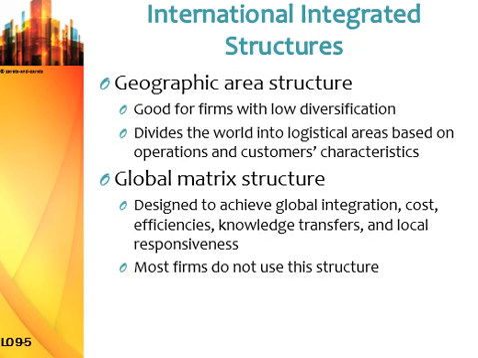Geographical area structure is good for firms with low diversification, and divides the world into logistical areas based on operations and customer characteristics. Global matrix structure is rare, but it's designed to achieve global integration, cost efficiencies, knowledge transfers, and local responsiveness.